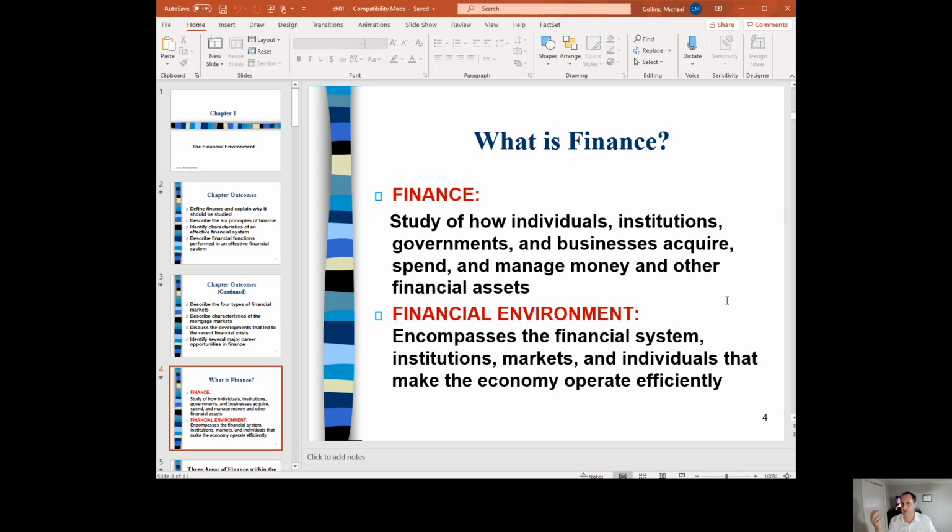So first, let's start with the basics. What is finance, right? Finance is the study of how individuals, institutions, and governments and businesses acquire, spend, and manage money and other financial assets. And the environment encompasses the system, institutions, markets, and individuals, effectively what we refer to as market participants, and how they make the economy operate efficiently.